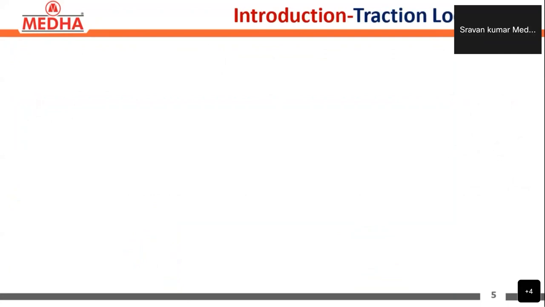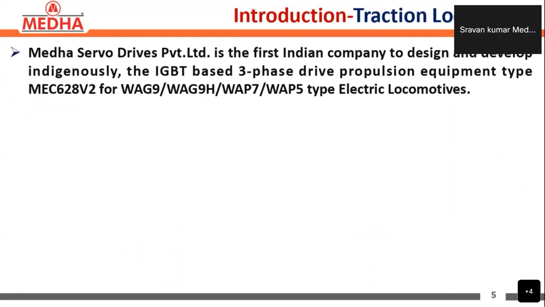Introduction to the traction locomotive. MEDHA Servo Drives Private Limited, as we have discussed, the IGBT technology has come. MEDHA Servo Drives Private Limited is the first Indian company to implement and develop the IGBT based technology indigenously. The IGBT based three-phase drive propulsion equipment type, as we have discussed, MEC 628 version 2, is for WAG9, WAG9H, WAG7 and WAG5 type electric locomotive. Our system MEC 628 V2 is compatible with these locomotives, that is WAG9, WAG9H, WAG7 and WAG5 type electric locomotive.